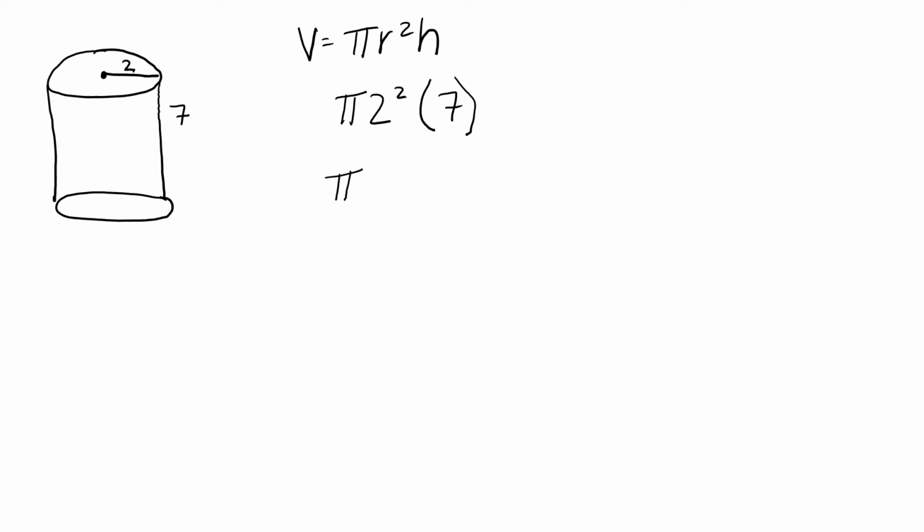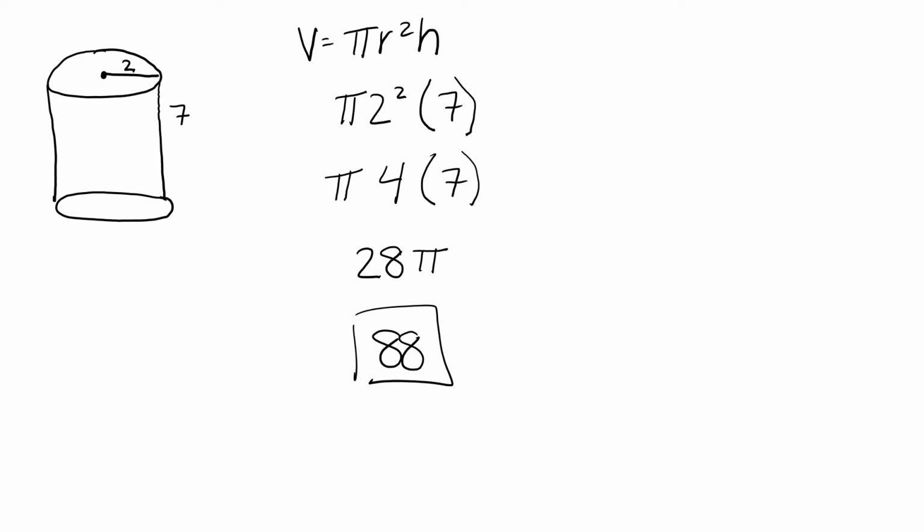Solving exponents first, 2 squared is 4. We then multiply 4 and 7 to get 28. And then we're going to multiply that by pi. The directions tell us to use the value 22 over 7 for pi. And 28 times 22 over 7 gives us 88. 88 is our final answer. We do not have to round because we don't have any decimals in this problem.